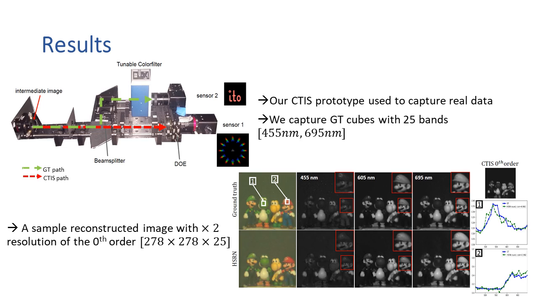We also train HSRN on real data captured by our CITES prototype. In this case, the target spatial resolution is twice that of the zeroth diffraction order. Here you can see a sample of a reconstructed image in standard RGB space.